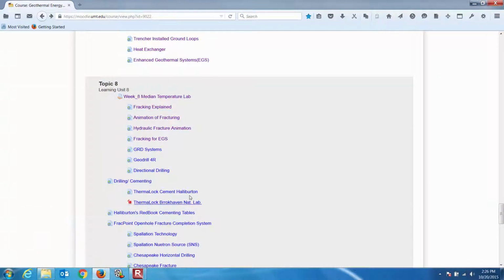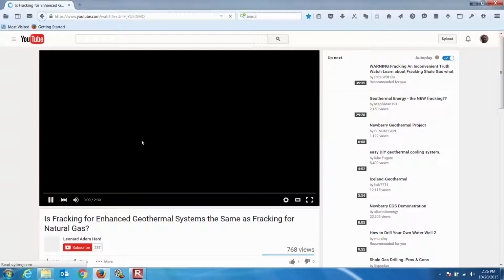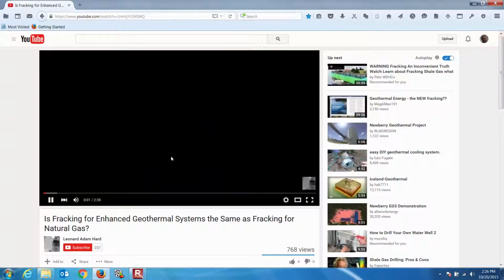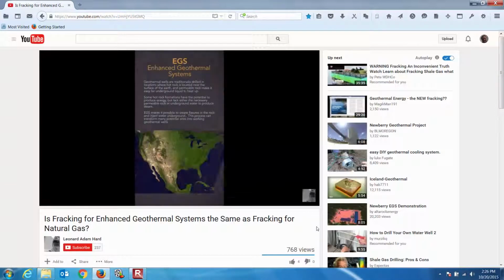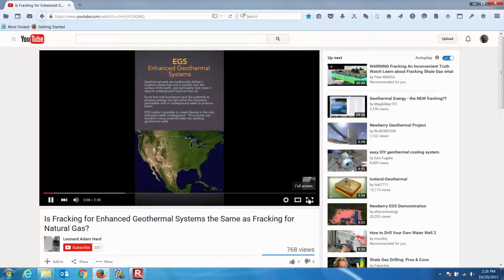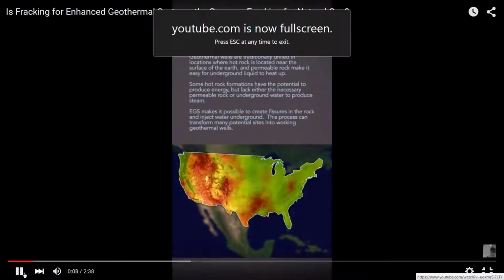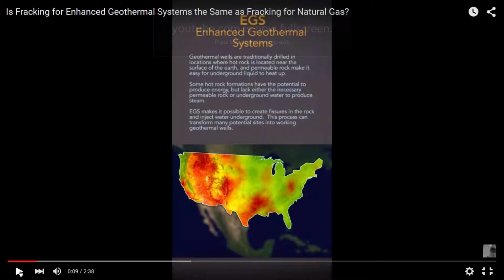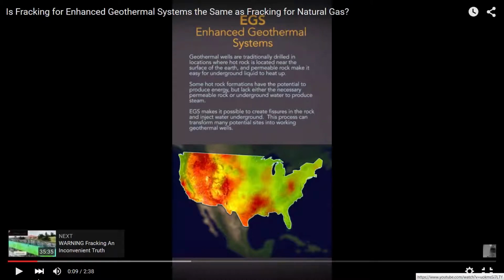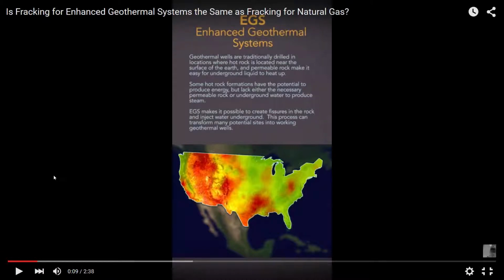So the question remains, is fracking for enhanced geothermal systems, what's different about it? Is fracking for enhanced geothermal systems the same as fracking for natural gas? You see here that geothermal wells are traditionally drilled in locations where hot rock is located near the surface of the earth, and permeable rock may make it easy for underground liquid to heat up.